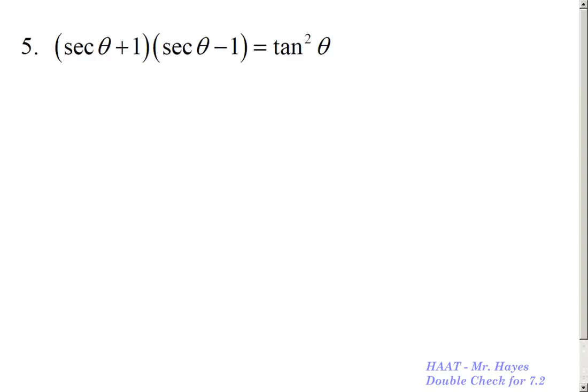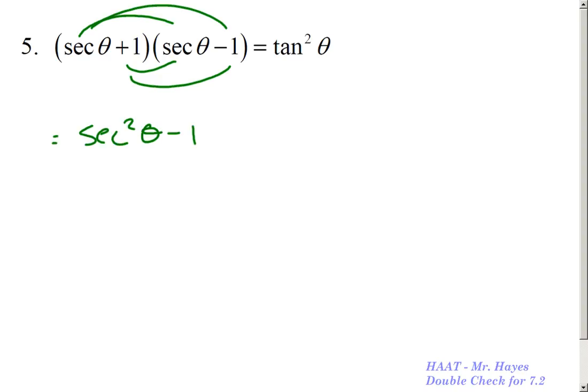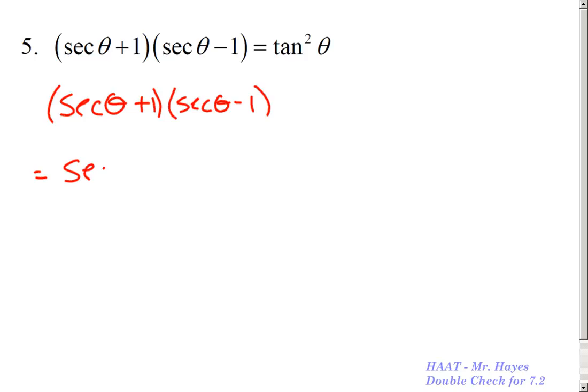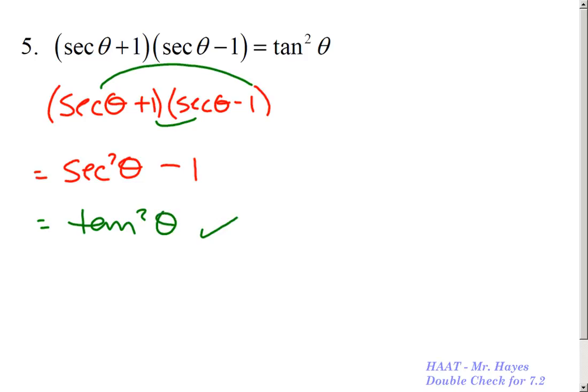Problem 5. This one you just multiply out, okay? Double distribute everything, and this is going to actually end up being secant squared theta minus 1. Oops, Mr. Hayes, you just broke your rule right at the first step. So, I have secant theta plus 1 times the quantity secant theta minus 1. That's going to equal, by the time we distribute this out, secant squared theta minus 1. Because again, remember, when I hit the outer and the inner, I get secant theta minus secant theta. And that by Pythagorean identity is equal to tangent squared theta. So that falls apart.